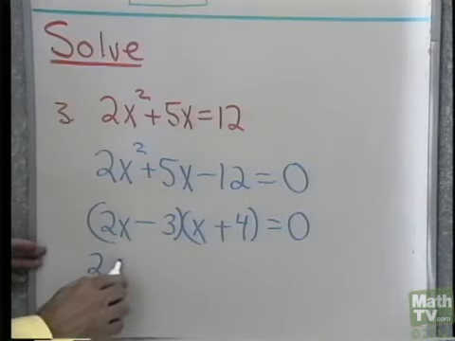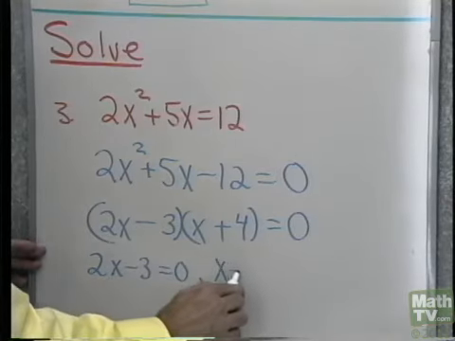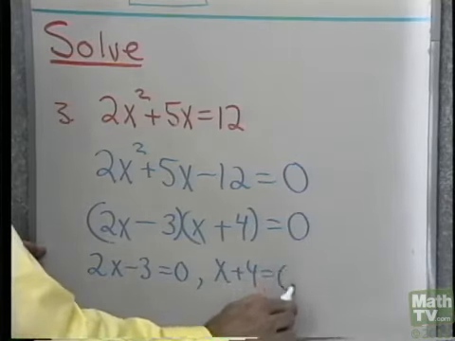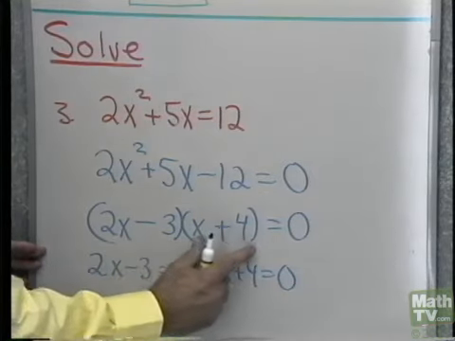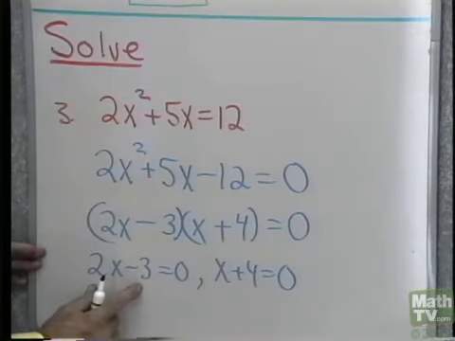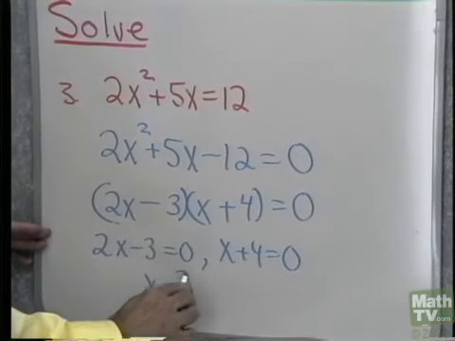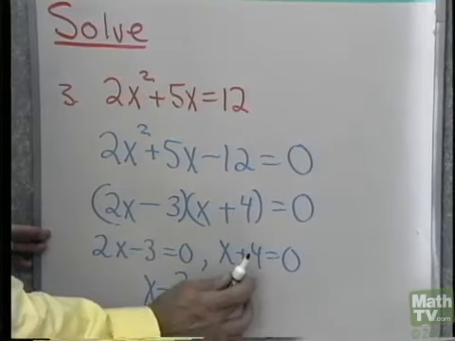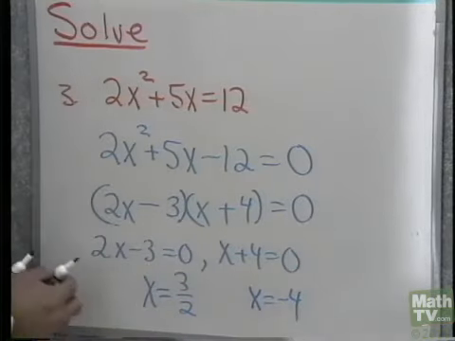So I'll set my first factor equal to 0, and my second factor equal to 0, by that zero factor property, which says that you can't multiply and get 0 without multiplying by 0. To solve this, I add 3 to both sides, then I divide by 2. That gives me x equals 3 halves. To solve this, I add negative 4 to both sides, and I get x equal negative 4.